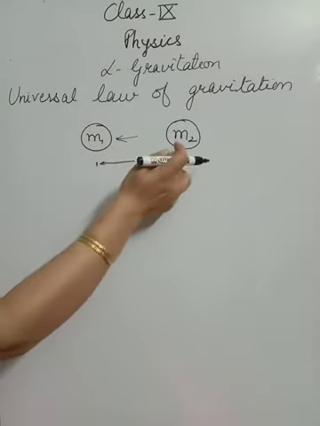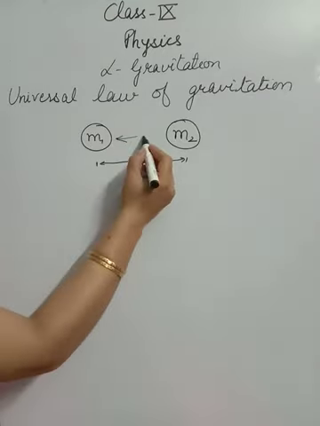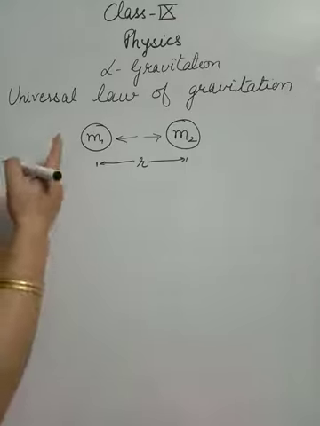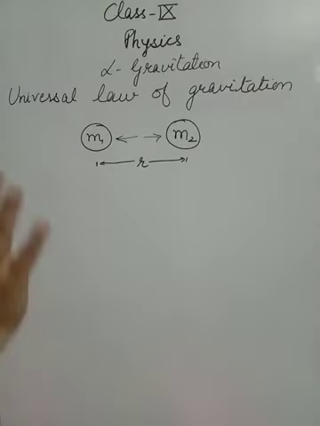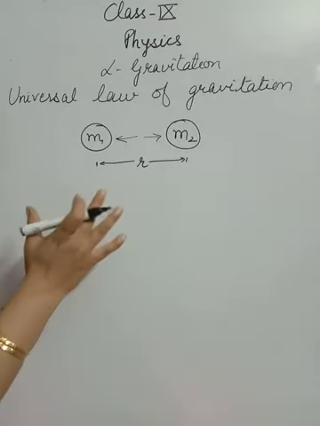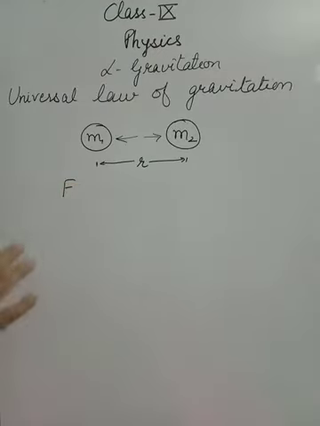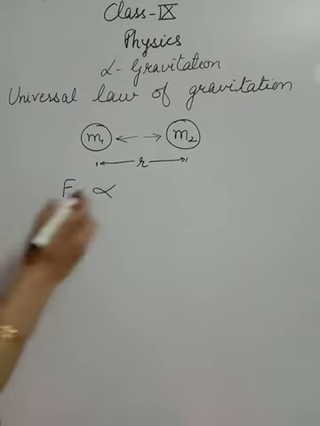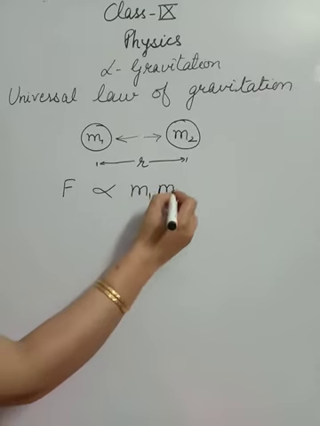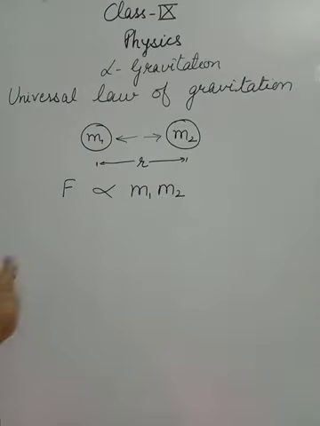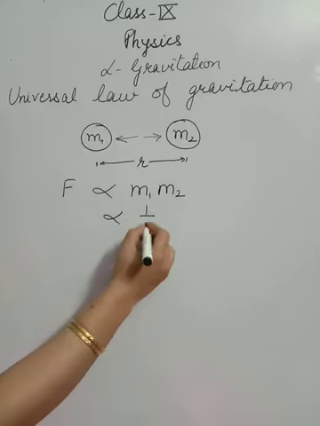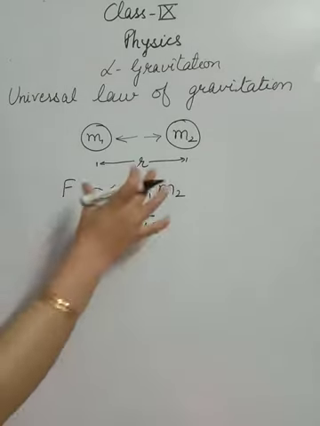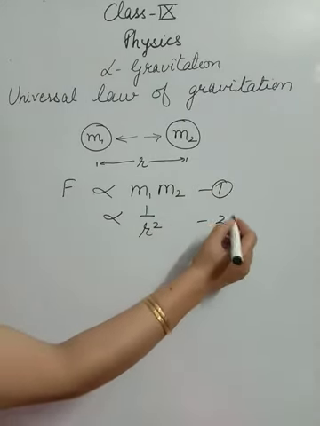M1 will pull M2 towards its side and M2 will pull M1 towards its side. So every object in this universe attracts every other object with a force. This is the first part of the statement, which is directly proportional to the product of their masses and inversely proportional to the square of the distance between these two objects. On combining equation 1 and 2, see what we get.